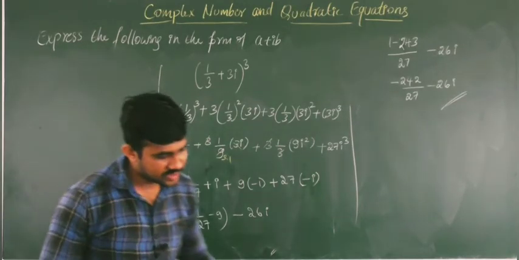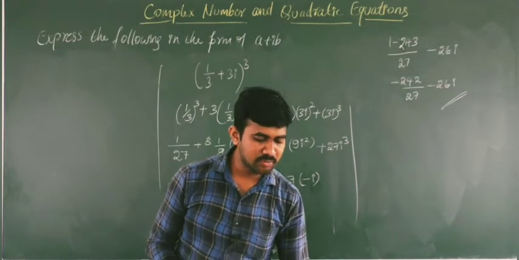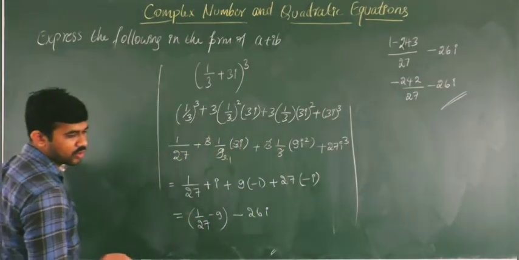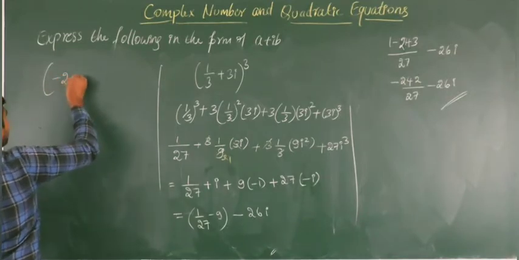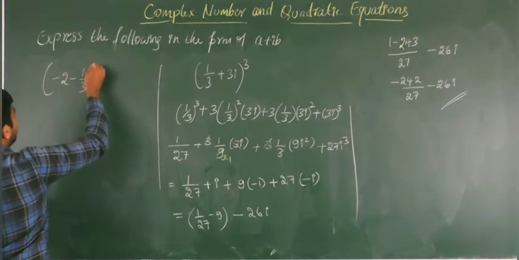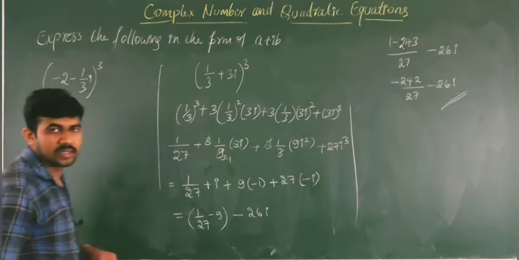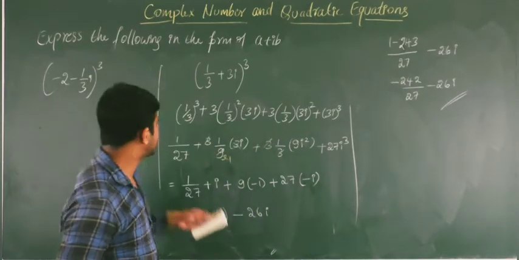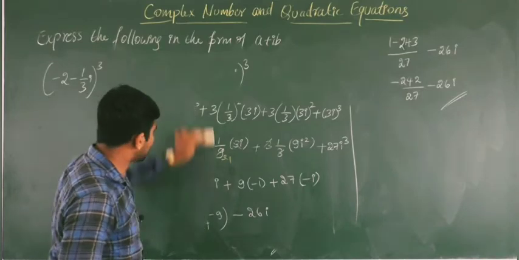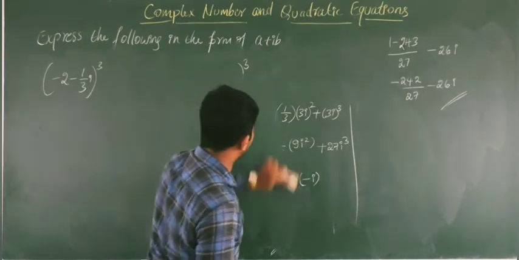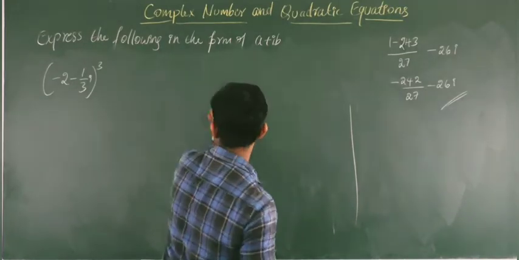Now see what is the next question. Minus 2 minus 1 by 3i whole cube. Minus 2 minus 1 by 3i whole cube. Okay, so here which form should we use? This is nothing but in the form (z1 - z2) whole cube.